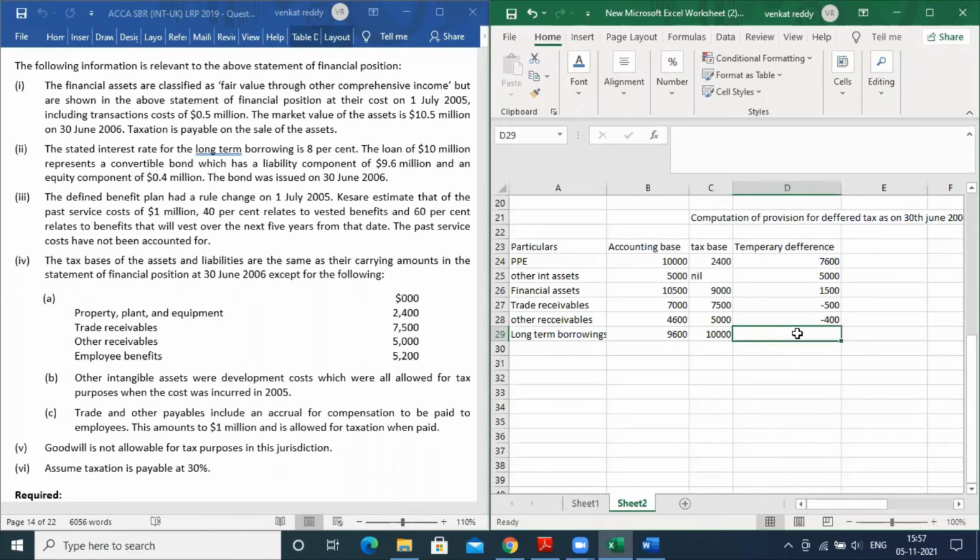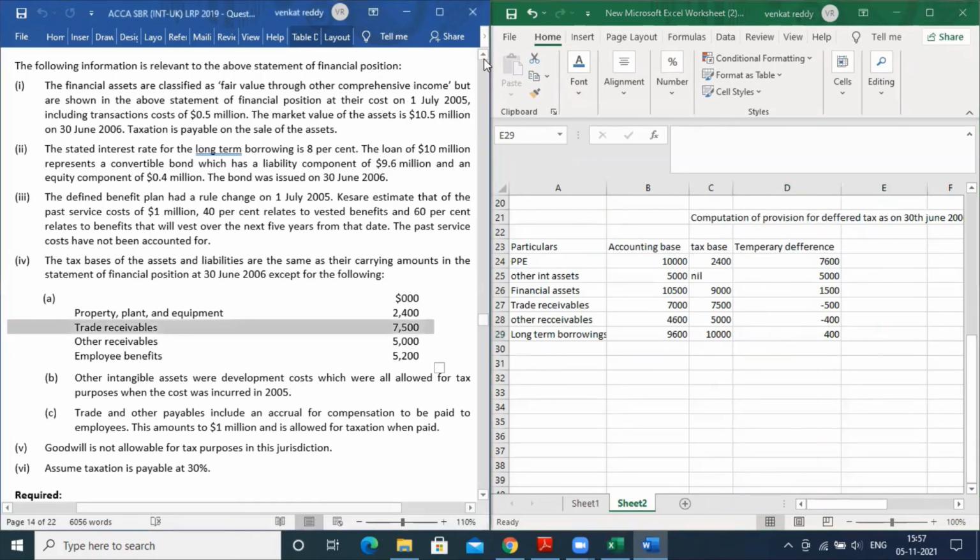So here the carrying value of long-term borrowings as per accounting base is 9,600 and as per tax base is 10,000. So the tax base amount is more. Because it is a liability and the tax base is more than the accounting base, we treat it as a taxable temporary difference. So here the difference amount is 400. This is about the long-term borrowing.